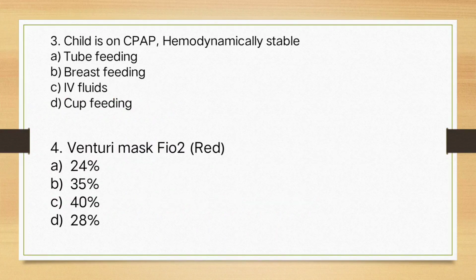Next one, child is on CPAP and child is hemodynamically stable. What type of feeding can be given, like tube feeding, breastfeeding, IV fluids and cup feeding? So for the child who is on CPAP, breastfeeding can be given.